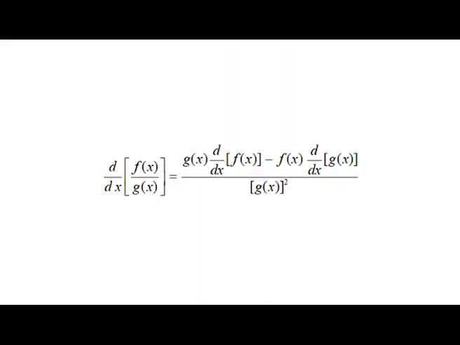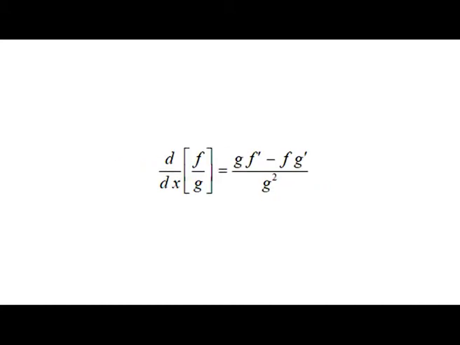If f and g are differentiable at x and g(x) is not equal to 0, then the quotient f/g is differentiable at x and d/dx of f(x)/g(x) equals [g(x) d/dx f(x) minus f(x) d/dx g(x)] upon [g(x)]². Simply writing, d/dx of f/g equals (g f' minus f g') upon g². Now, we prove the quotient rule.